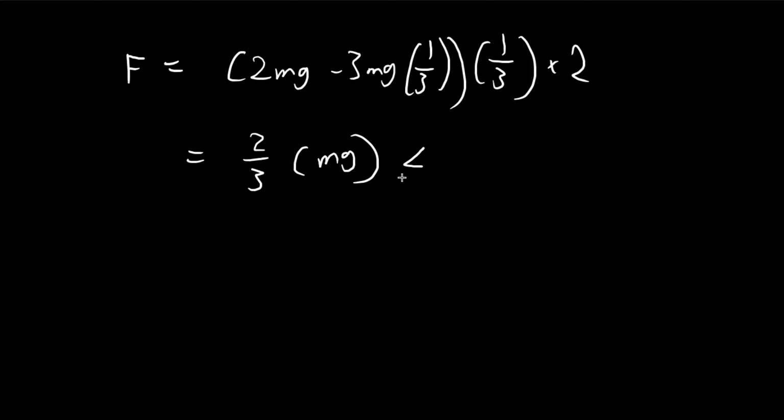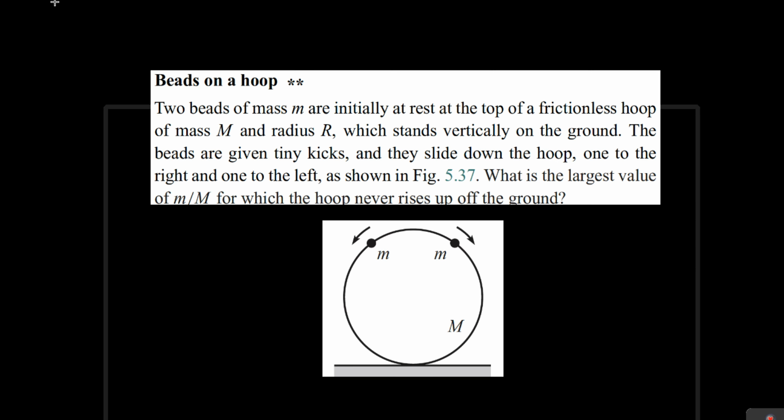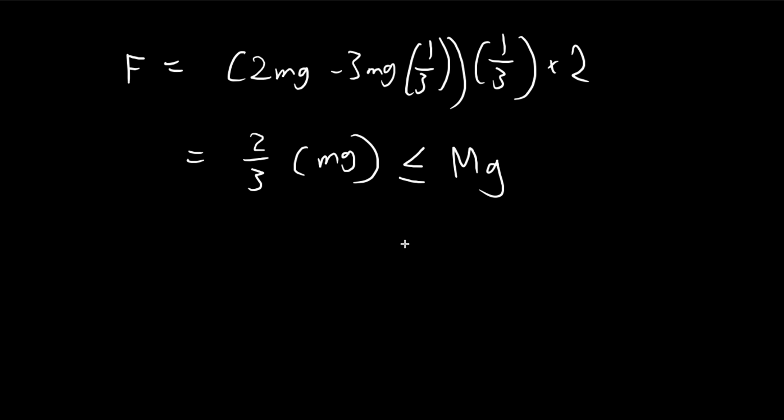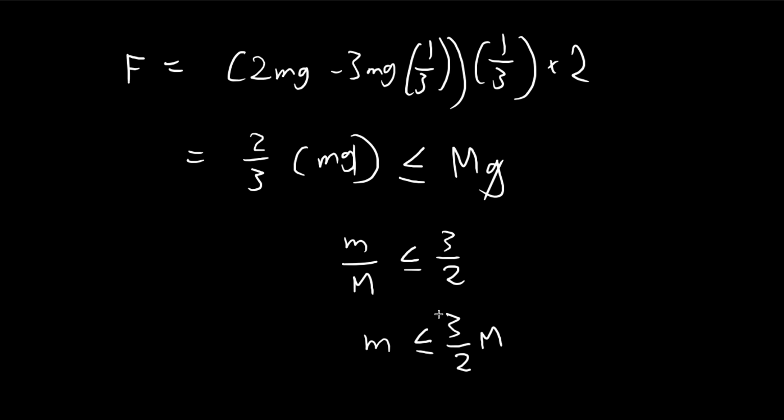And then we want this to always be smaller than or equal to the gravitational force that's pulling the hoop downwards. And then don't forget, in our original question, what we're looking for is the condition for small m over big M, such that the hoop never rises. So that small m over big M must always be smaller than 3/2. So g's cancel out. So in other words, the mass of the particles must be smaller than 3/2 of the mass of the hoop. So this is the condition.